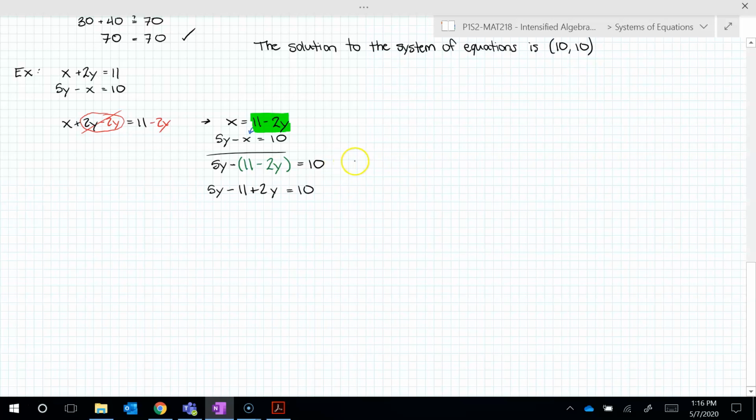Once I do that substitution, now I have one equation with only one unknown that I'm going to solve, just like we did with the last one. So now I'm going to combine my like terms. I have 5y and 2y on the same side of the equal sign, so that makes 7y total there.